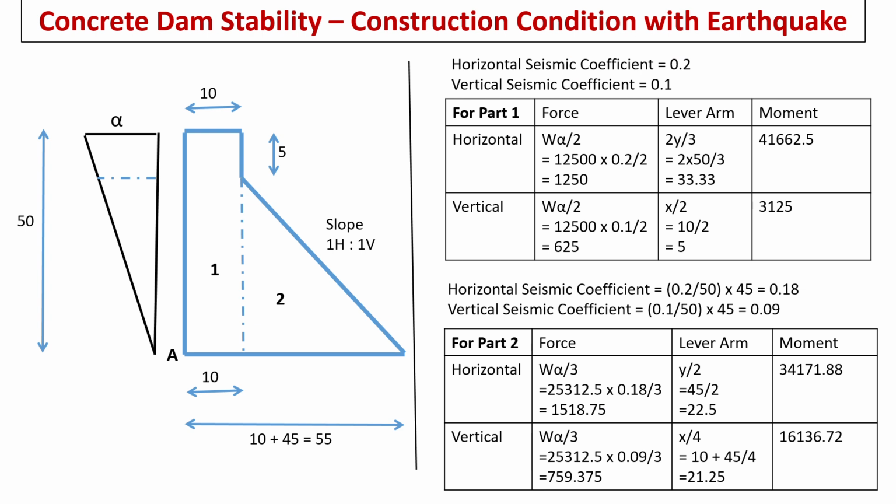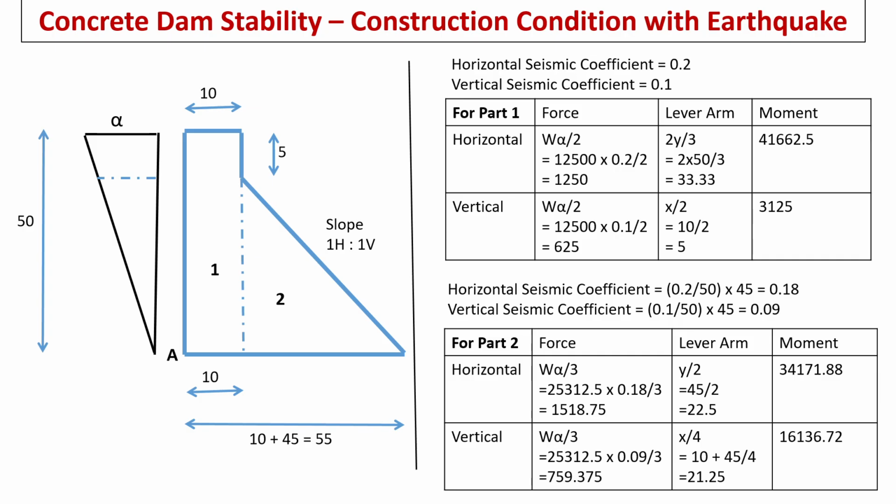In the previous step, we have seen the formulae for force and lever arm. In this step we will work out for our problem. As already explained, seismic coefficient varies with height. Our example has 2 parts. First part is up to full height. Second part, that is triangular part, is up to 45 meters only. Accordingly, we have to calculate seismic coefficient maximum for part 2.